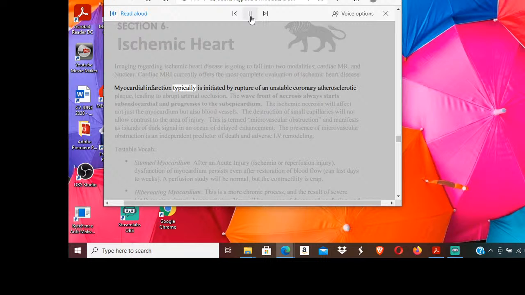Myocardial infarction typically is initiated by rupture of an unstable coronary atherosclerotic plaque, leading to abrupt arterial occlusion. The wavefront of necrosis always starts subendocardial and progresses to the subepicardium. The ischemic necrosis will affect not just the myocardium but also blood vessels. The destruction of small capillaries will not allow contrast into the area of injury. This is termed microvascular obstruction and manifests as islands of dark signal in a region of delayed enhancement. The presence of microvascular obstruction is an independent predictor of death and adverse LV remodeling.